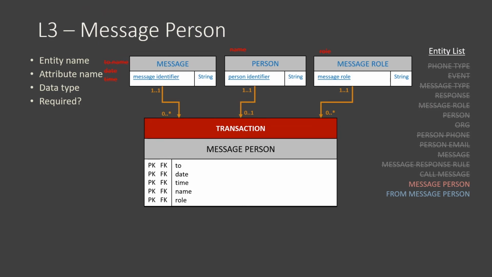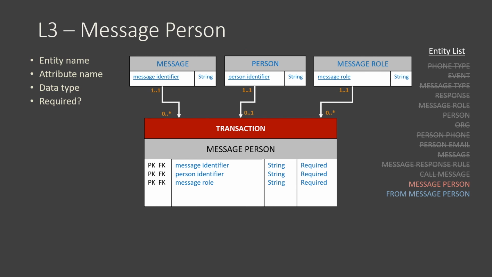Similarly, message person consists of attributes from three related parent entities: message, person, and message role. This requires all attribute names to be refreshed with the new primary key names from the parent entities. Again, the string data types are inherited, and all three attributes are marked as required, since the relationships all indicate a 1 and 1 optionality and cardinality.